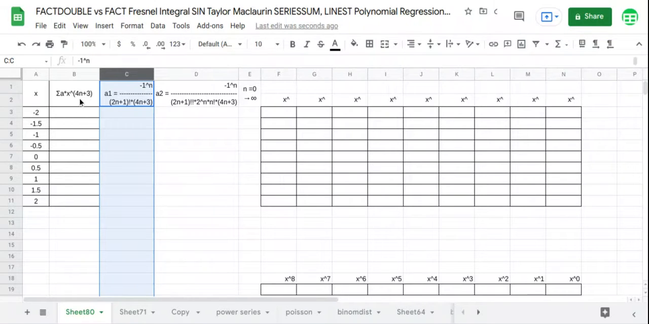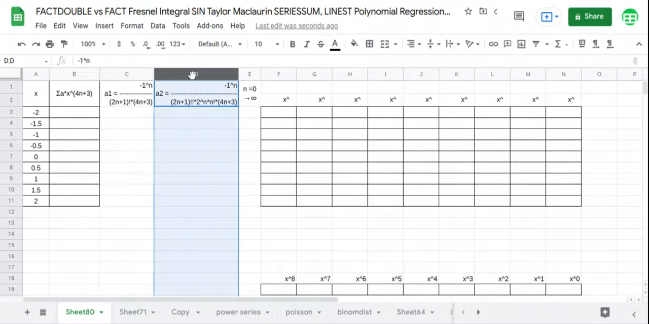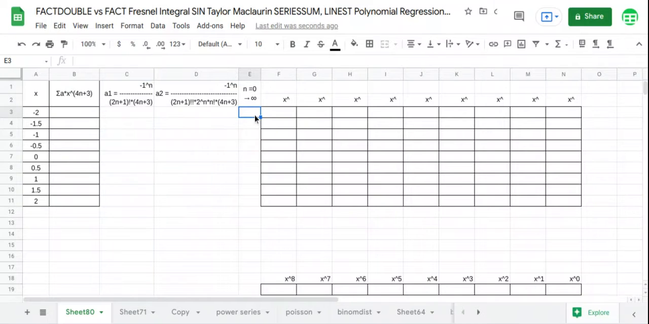We begin with the formula, which is the summation of a times x to the power 4n plus 3, where a can be a1, the factorial, or a2. And the value of n is from 0 to infinity. In this case, we can start from 0 up to 16, which is good enough.